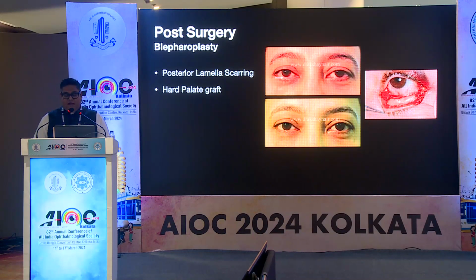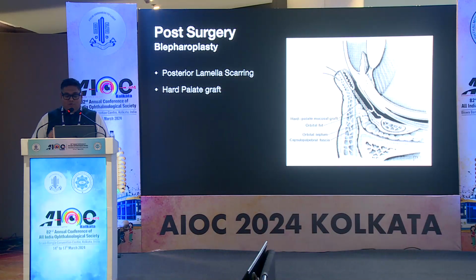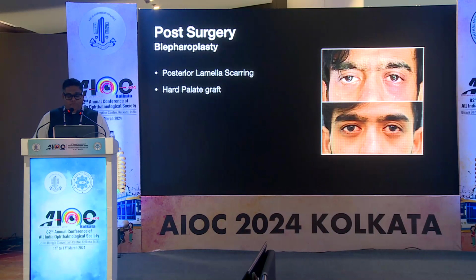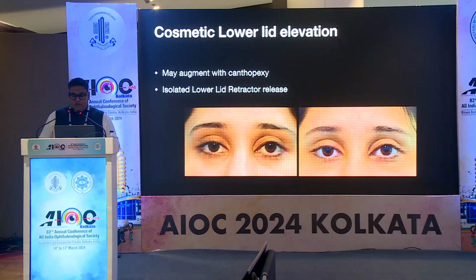The place to add the hard palate graft is at the lower border of the tarsus, which is then reattached to the lower lid retractors, or the capsulopalpebral fascia. Another case, this is a patient who had significantly more scarring after a cheek implant, which was done outside. And the patient came back and had this kind of a picture. He said his eyes were appearing droopy, so a hard palate graft was put.